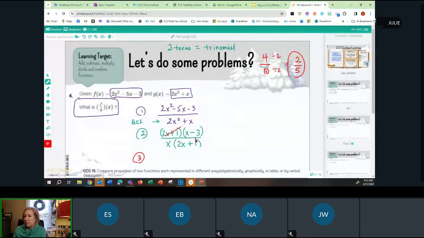1 in the top and a 2x plus 1 in the bottom. When that happens, that's how we reduce or simplify, just like we divided this 4th grade fraction by 2 on the top and the bottom. We're actually dividing the top by 2x plus 1 and the bottom by 2x plus 1 when we cancel that. And we're left with x minus 3 over x. And then that would be our final answer.